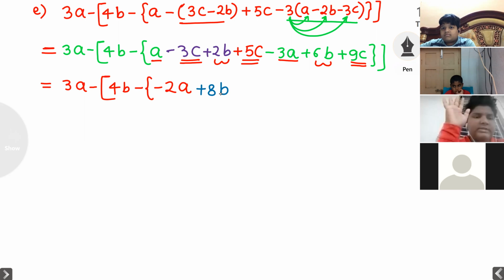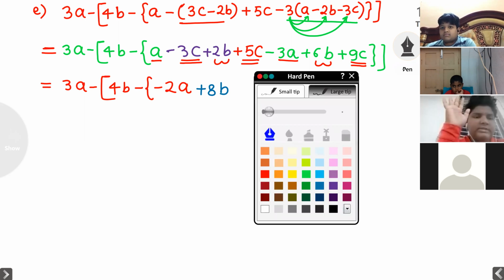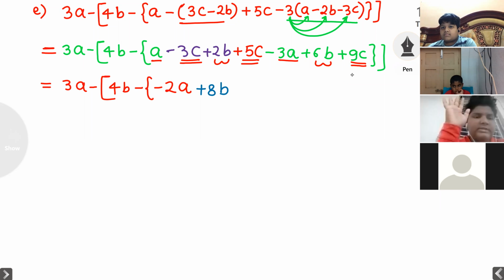Now I am checking C. C is what here? Minus 3C plus 5C plus 9C. It means plus 5 plus 9 we have to add. 9 plus 5, 14C. 14 minus 3, plus 11C. Curly brackets, large bracket. Here this is 5C plus 5C plus 9C, 14C. 14C minus 3C, 11C, plus 11C, right?